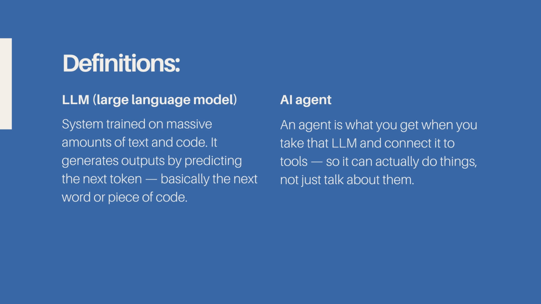Second, an AI agent. And this is the one that really matters for this episode. An agent is what you get when you take that LLM and connect it to tools. So it can actually do things, not just talk about them. Basically, an agent is LLM plus tool access.